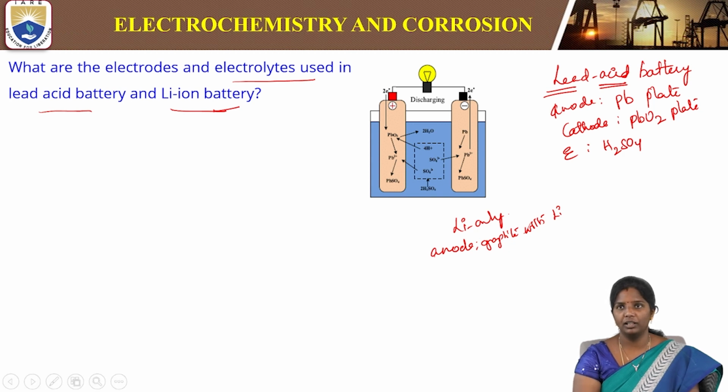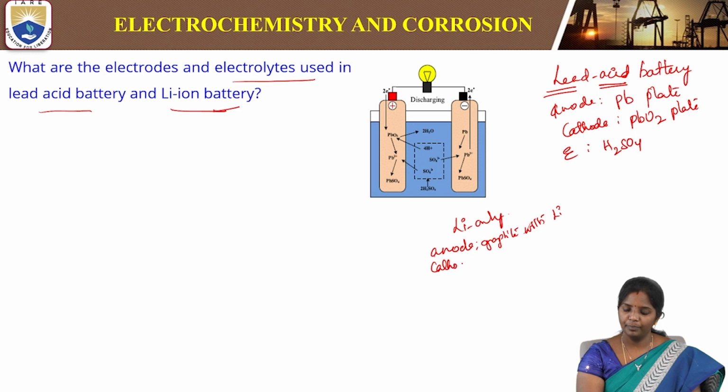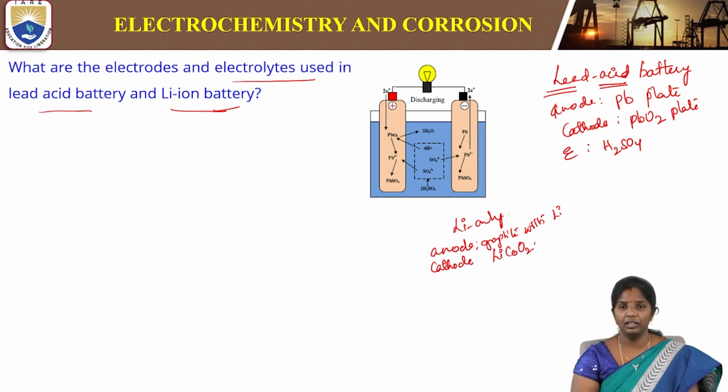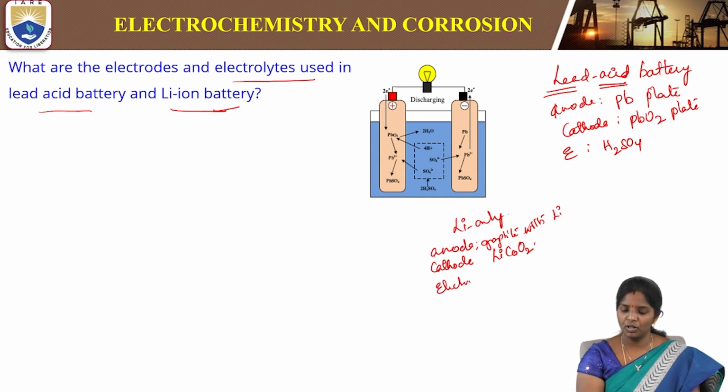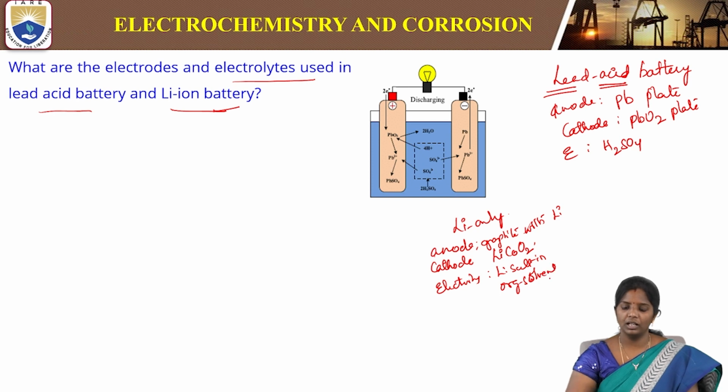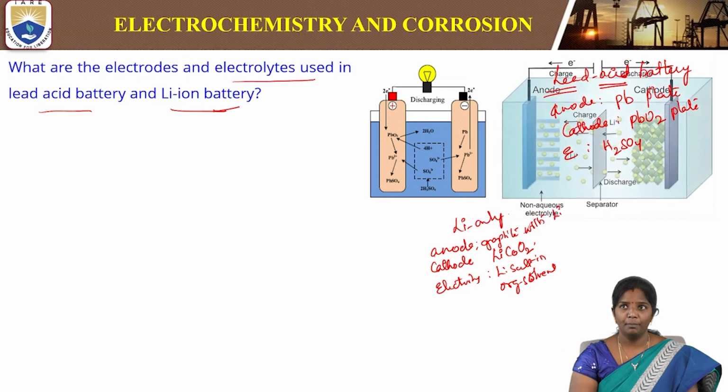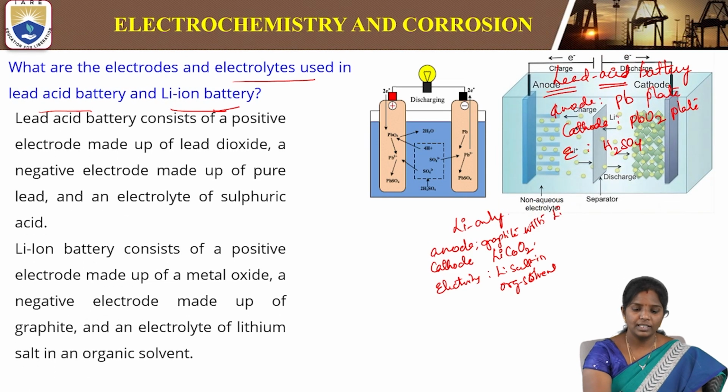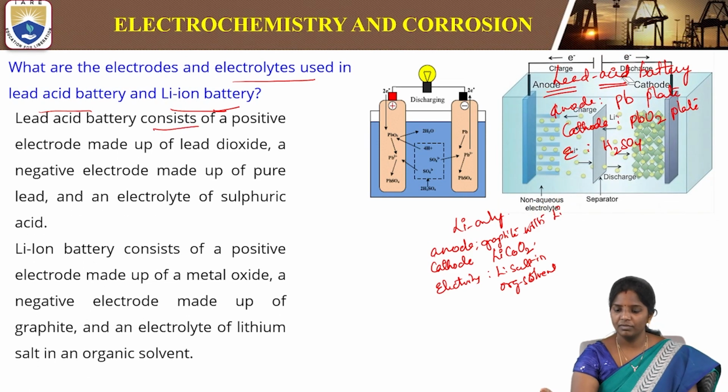In between the graphene layers, there will be lithium intercalated. And the cathode will be lithium compounds like lithium cobalt oxide or any other compound. And the electrolyte is a lithium salt dissolved in an organic solvent. So these are the electrodes and electrolytes used in lead acid battery and lithium ion battery. Okay, so the lead acid battery consists of a positive electrode.